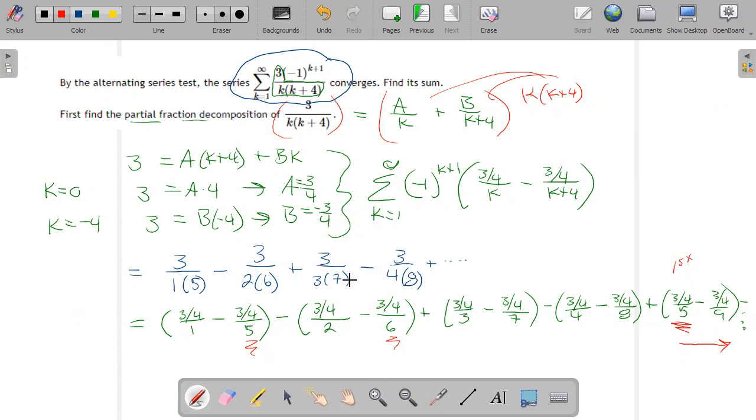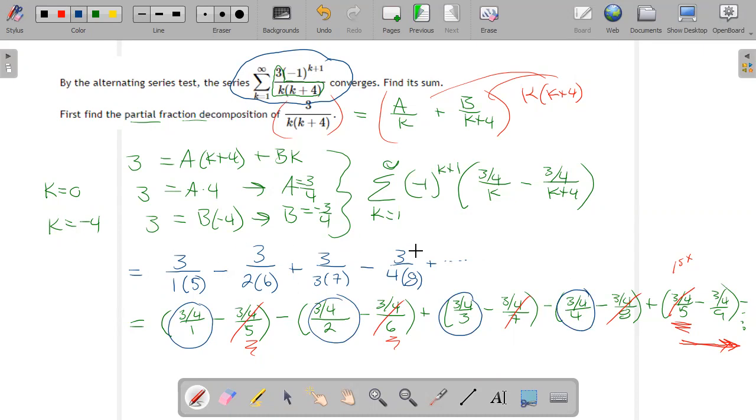What does not get canceled? Well, this got canceled, and this got canceled, and this got canceled, and this got canceled. And those are being canceled starting here with this first term, and then it keeps going. What's not canceled then is this, and this, and this, and this. Everything else is gone.